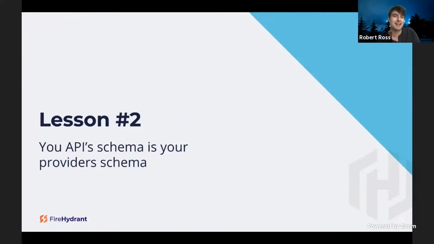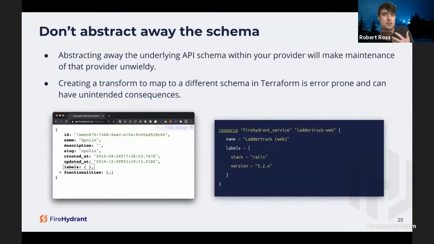Lesson number 2: your API schema is your provider's schema. So what does that mean? Don't abstract away the schema of your API. If you have a JSON API, or whatever API you're interacting with from your Terraform provider, your Terraform resource schemas should map to what the API is. There are a few reasons for this, but generally abstracting away that underlying API schema within your provider is going to make maintenance of that provider hard and unwieldy.